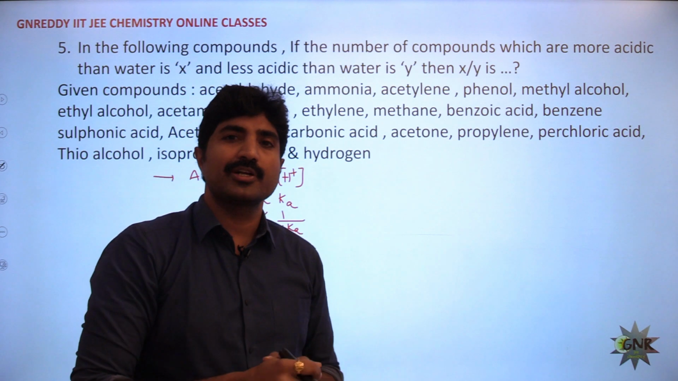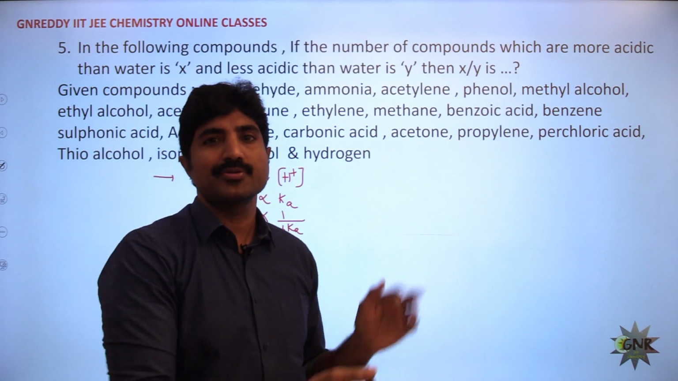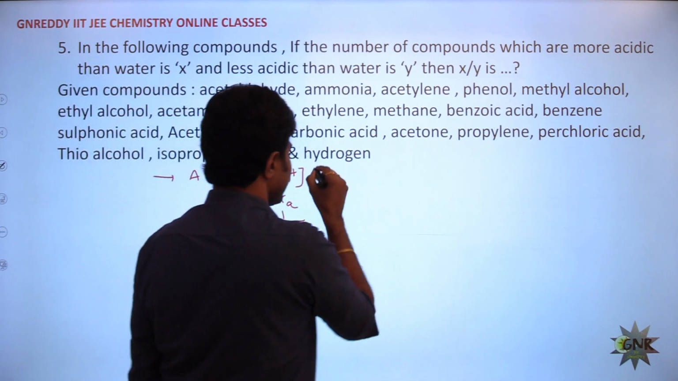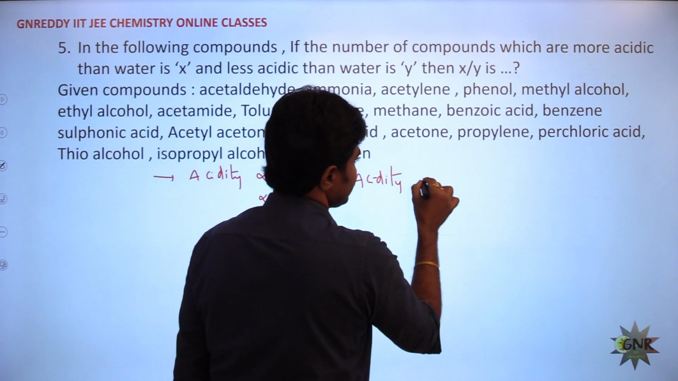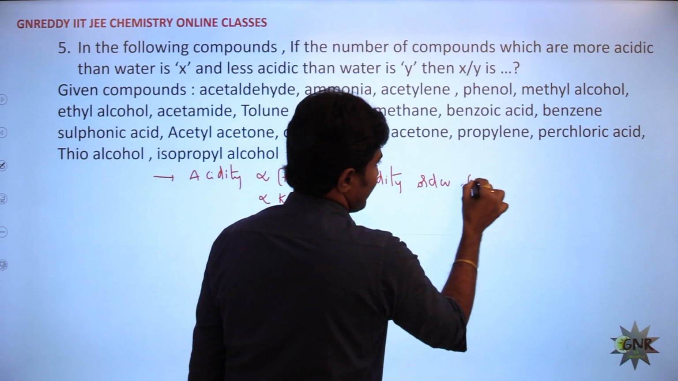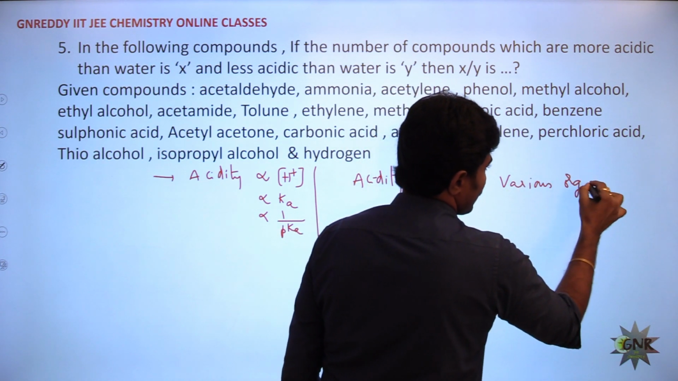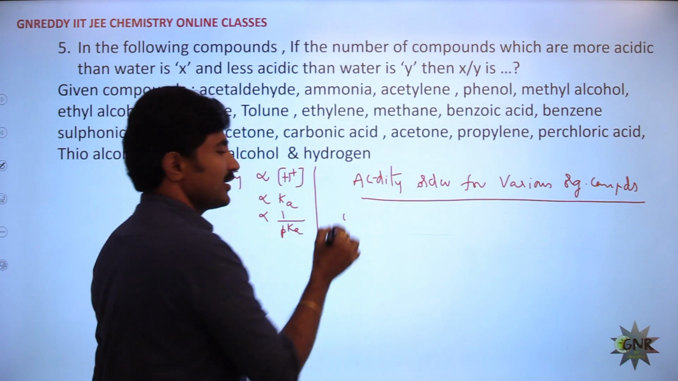This is a very important point. First compare different, dissimilar compounds using the acidity order. So you have to follow this acidity order. What is the acidity order for various organic compounds? I am giving the overall acidity order.